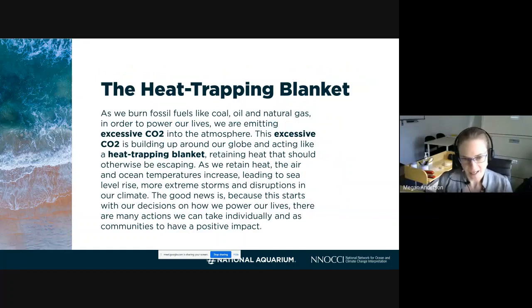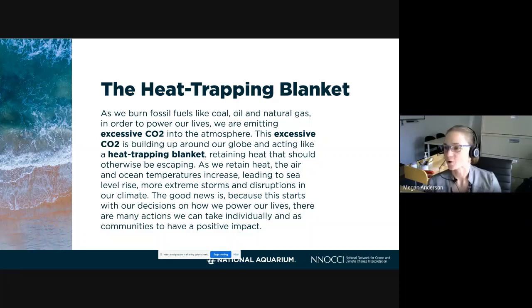Heat trapping blanket was the best tested metaphor for explaining the basic mechanism of climate change. And this is our 60-second or less elevator pitch around climate change. As we burn fossil fuels like coal, oil, and I actually like to say gas, because even though everything is somewhat natural, it's actually methane gas. But gas is probably the best term to use.